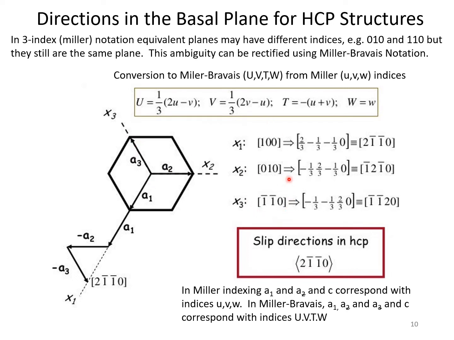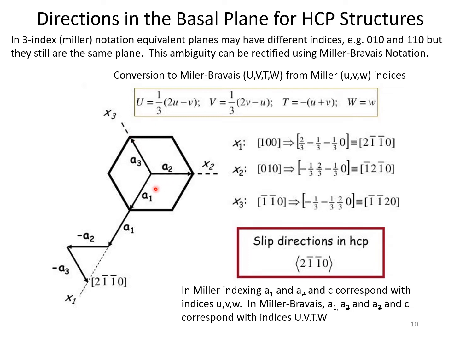non-equivalent indexes. So at some point, I assume these guys got together, or somebody decided we're going to make it a different system. We're going to make it a 4-index system, which means there's 4 basis vectors to describe the unit cell. So we have A1, A2, and we're going to add another one, A3.